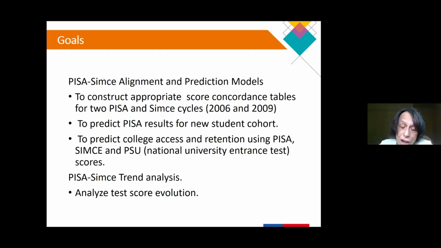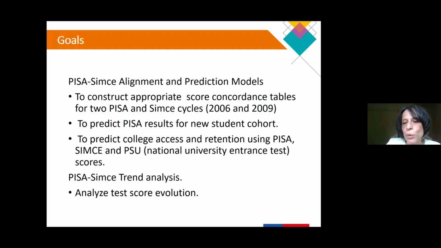And for us, also to predict some PISA results for the new student cohort, because the SIMCE test is applied every year, and PISA is applied every 3 years. And we wanted to know if we can predict college access and retention using PISA, our SIMCE national assessment, and the national university entrance test that is performed by another institution.